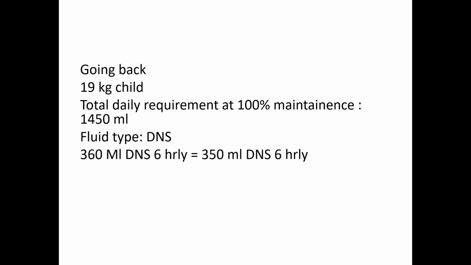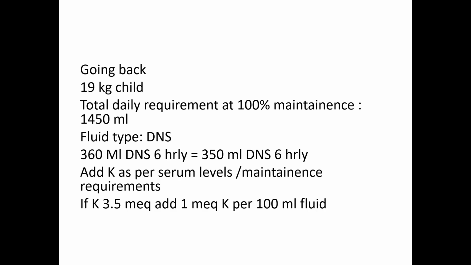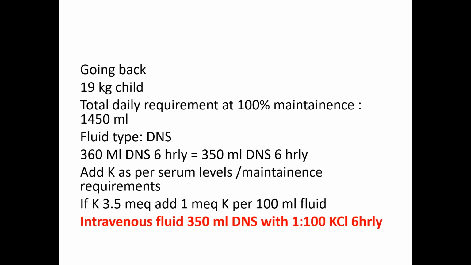Now remember, we have to also take care of potassium. So potassium, we need to add, as if the patient has got low potassium, we add 1 milliequivalent potassium for every 100 ml, which is what we call 1:100 KCl. So the fluid order for this child will be 350 ml DNS with 1:100 KCl 6 hourly. This is important and could be asked in your vivas as to what is the maintenance requirement you will have to calculate for the patient, which might come to you as an exam case.